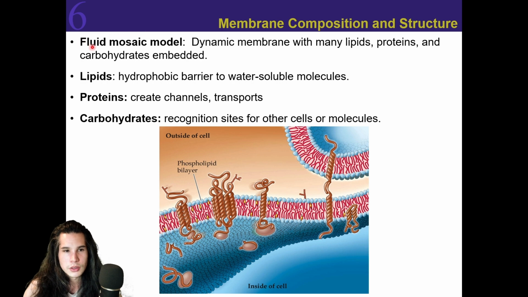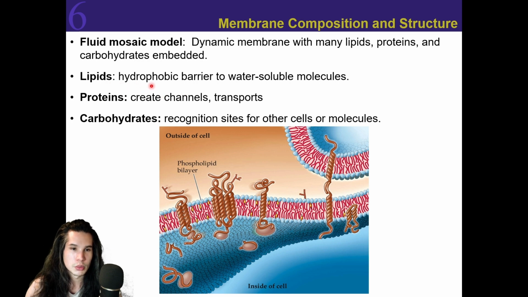Now, cell membranes follow a fluid mosaic model. Fluid meaning it's constantly interchanging parts. The phospholipids that compose it are constantly being exchanged between one another, flowing from side to side and in between. And then it's a mosaic because it's actually made out of many components. So it's dynamic, referring to the fluid part. So it's a dynamic membrane with many lipids, proteins, carbohydrates embedded. So that's the mosaic part.